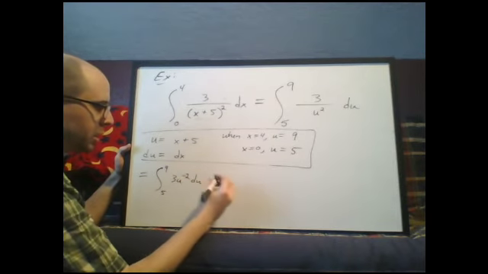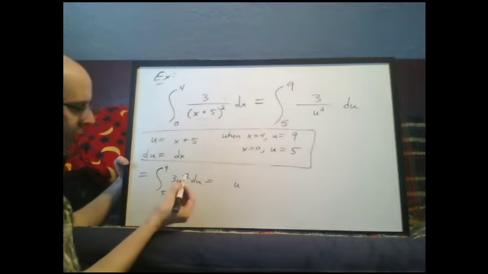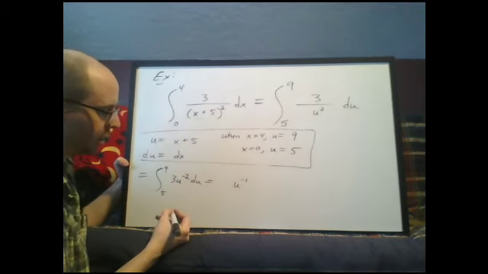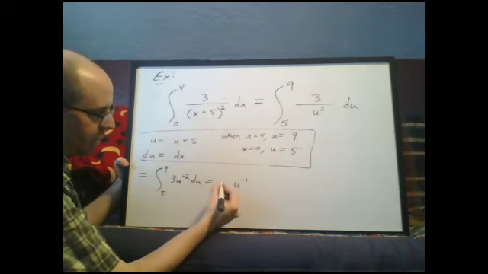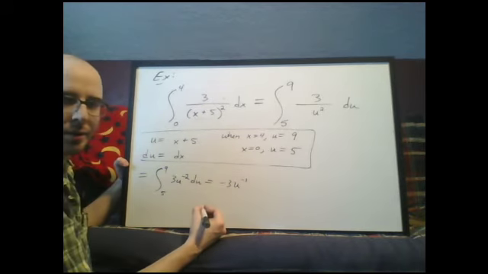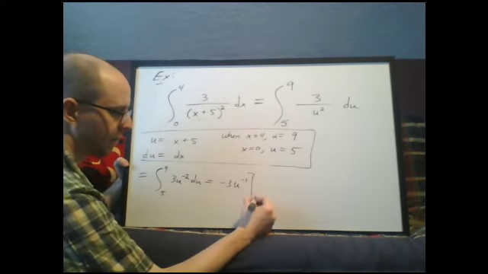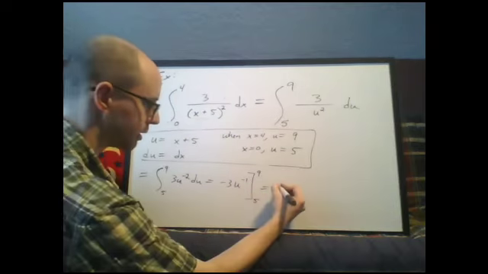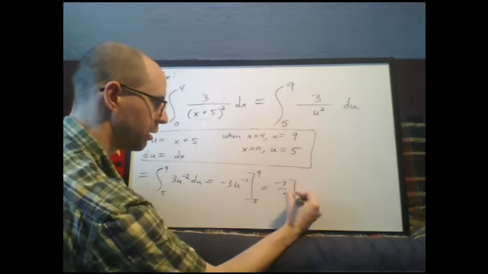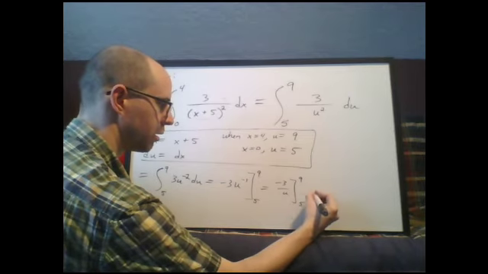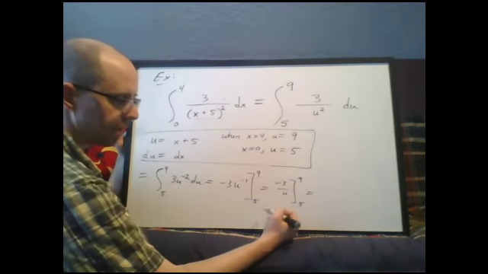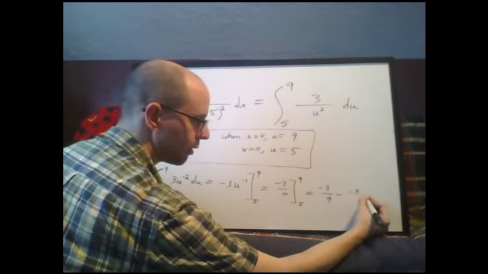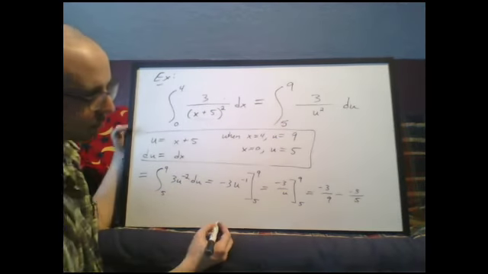That's a power function. So that would give us, when I add 1 to the exponent, it becomes negative 1. Negative 2 plus 1 is negative 1. And now I have to divide by negative 1. So that would be 3 over minus 1 is negative 3. So before I plug the numbers in, this is negative 3 over u. So I'm going to plug in 9 and plug in 5. So negative 3 over 9 minus negative 3 over 5. So that becomes 3/5 minus 1/3.